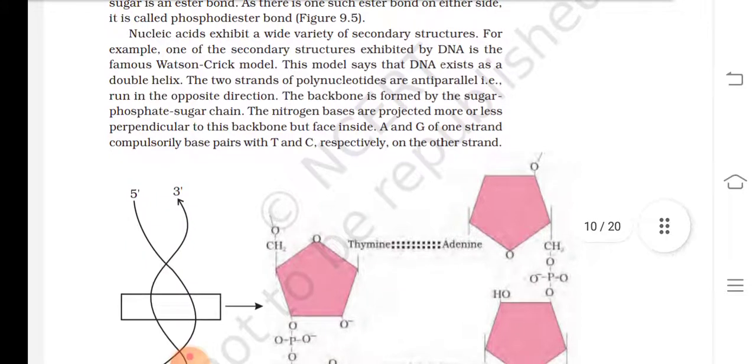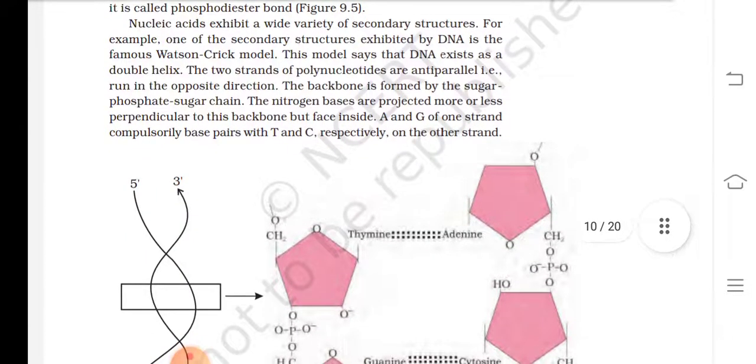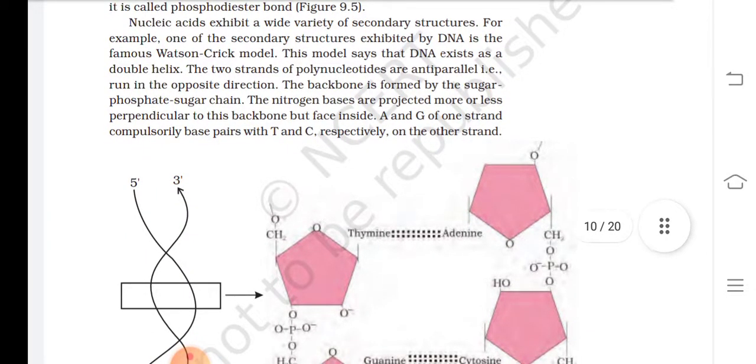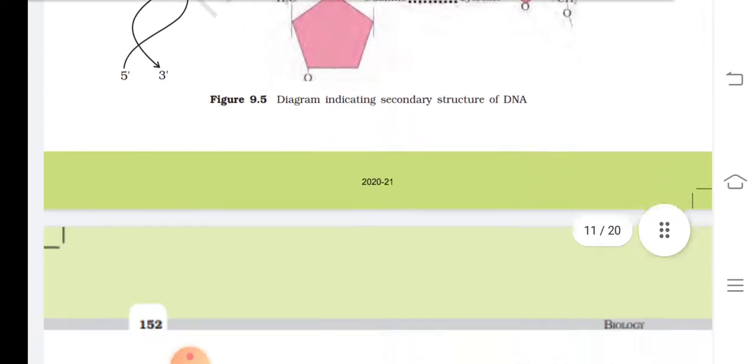For example, one of the secondary structures exhibited by DNA is the famous Watson-Crick model. This model says that DNA exists as a double helix. The two strands of polynucleotide are anti-parallel, that is, they run in opposite directions. The backbone is formed by the sugar-phosphate chain. The nitrogen bases project more or less perpendicular to this backbone but face inside. A and G of one strand compulsorily base pair with T and C, respectively, on the other strand.